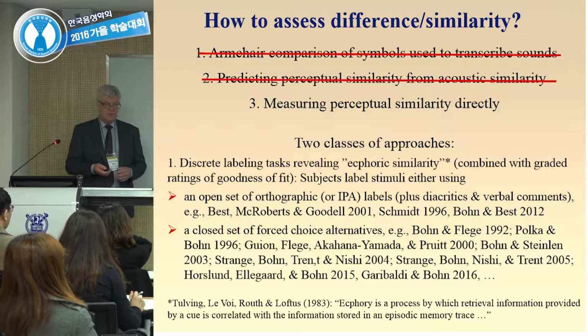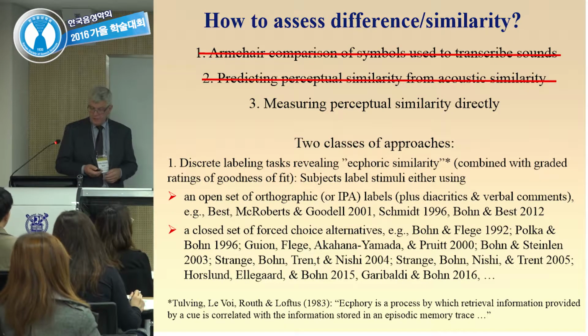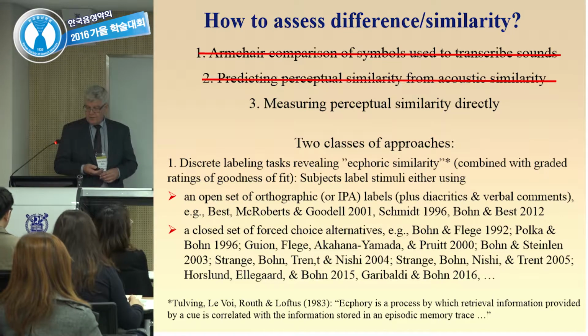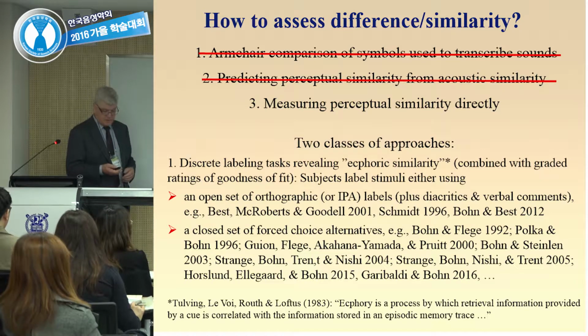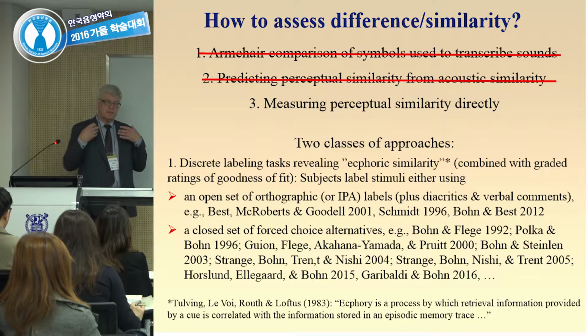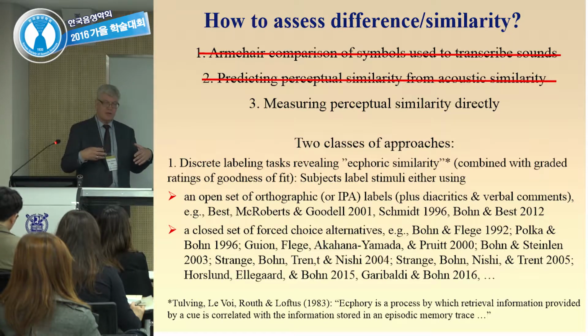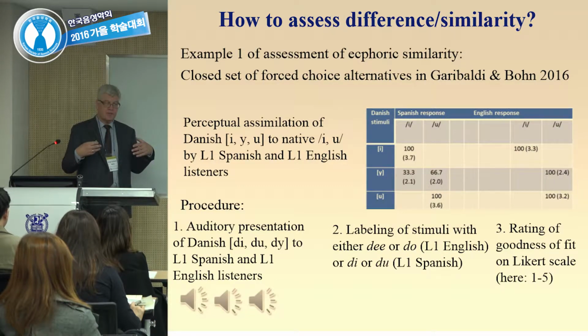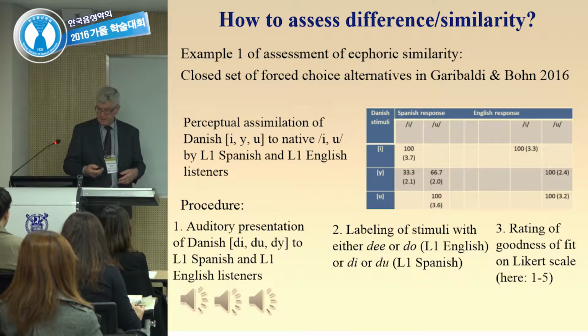Subjects label a stimulus, they hear something, and they label this either with an open set of orthographic or IPA symbols. This has been done in a number of studies, as you can see here, also involving me. Or they can use a closed set of forced choice alternatives. So what subjects hear is a speech sound, and they have a label for this. They are matching this with an internal representation. That's what's called ekphoric similarity.